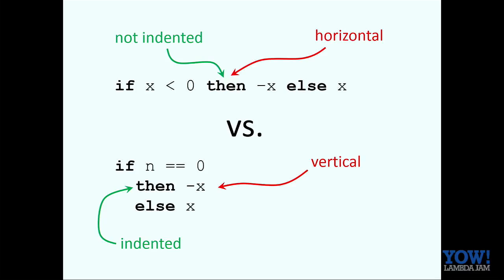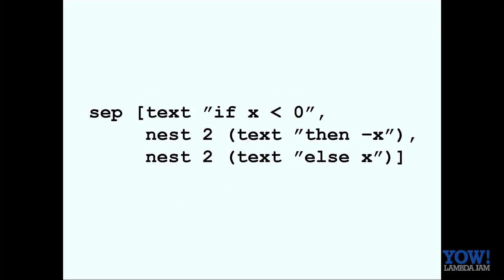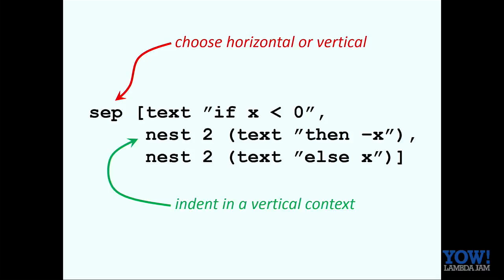So I defined a collection of combining forms for building a space of possible layouts. Here's how that example I showed you would look. It's built by calling sep, that chooses between horizontal and vertical layouts of the elements of a list. Text just converts a string to one of these documents. Nest inserts indentation, but only in a vertical context. So this piece of code can generate either of those forms that you saw on the previous slide. And I'd found 5 or 6 combining forms for putting these things together.